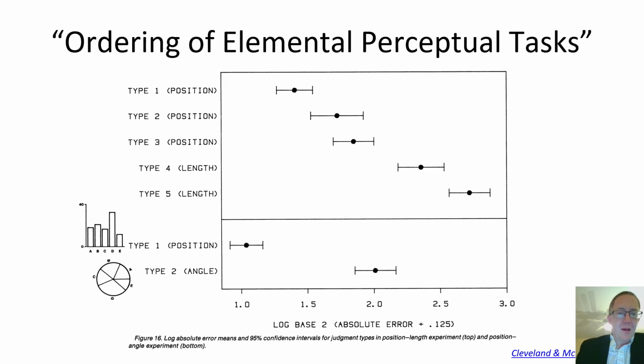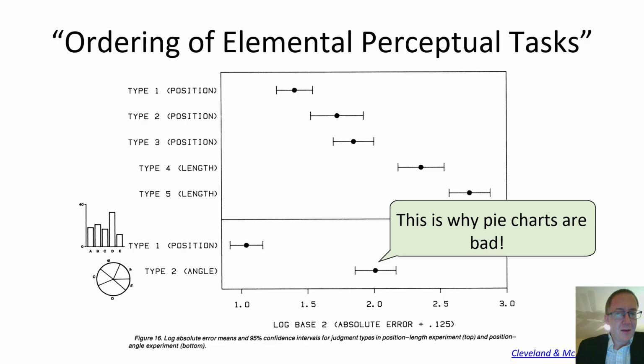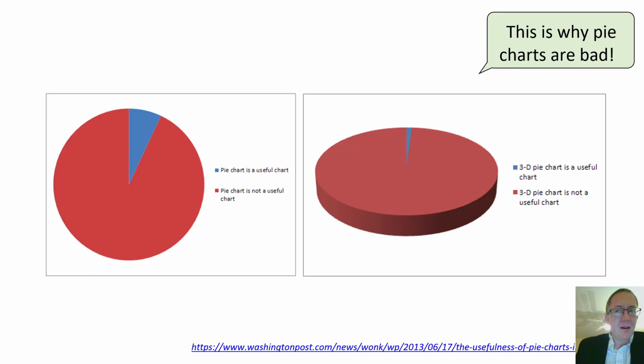In terms of position, this is what one of the conditions was. This is the other condition, what we just showed you. This is why pie charts suck. They are not very good because we're not good at reading them. We make all sorts of errors with them. So this is another reason why pie charts are bad.